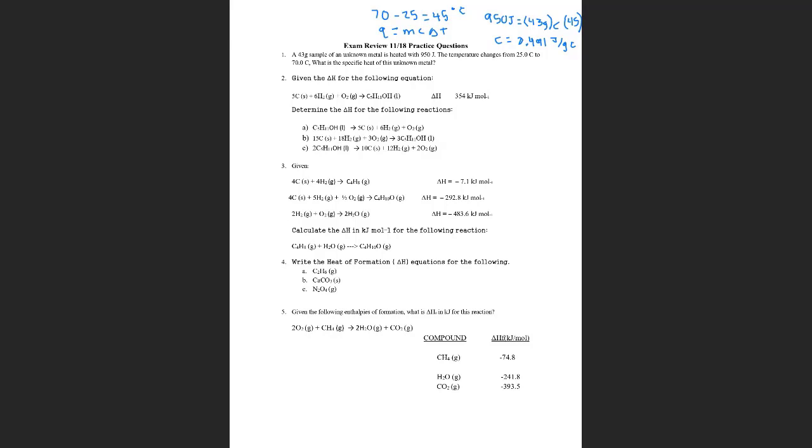It's reversed. So what does that do to the delta H? Yeah, it's going to turn positive. So right now it's negative 354 kilojoules per mole. When we flip our equation, it's going to flip the sign on delta H because we're doing the backwards reaction. And our new delta H is going to be 354 kilojoules per mole, like you said.